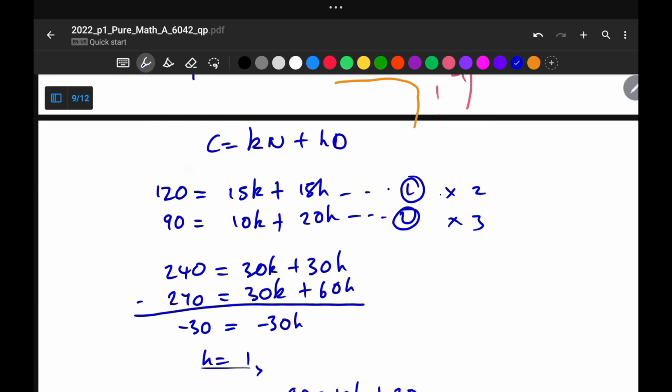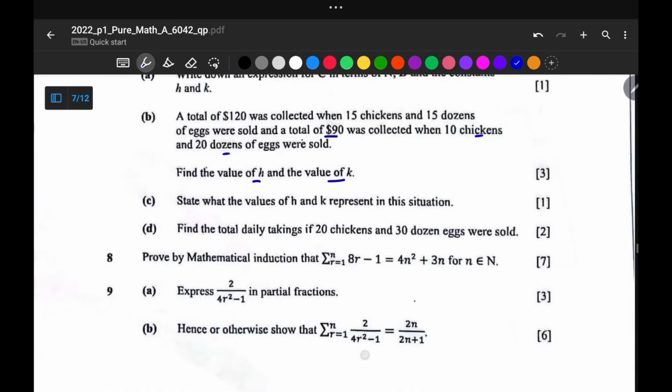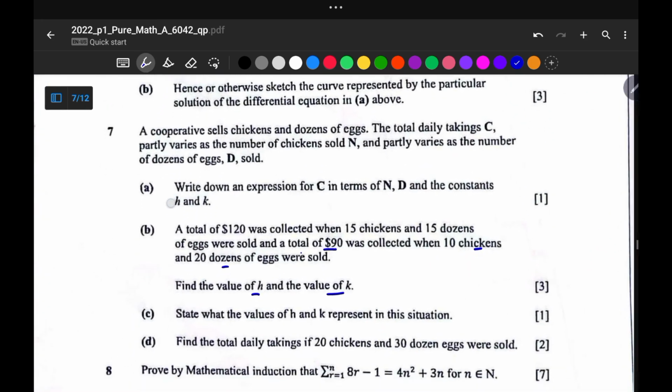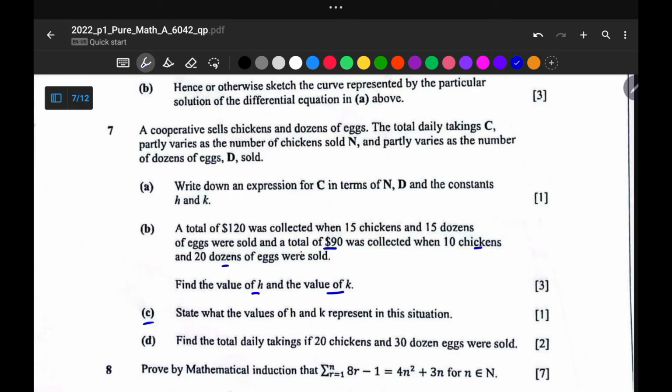And let us move on to the next part of our question. Part C, we say state what the values of h and k represent in this situation. So the value of h represents the unit price of 1 dozen of eggs, and the value of k represents the unit price of 1 chicken. So this is what is meant by these values of k and h.